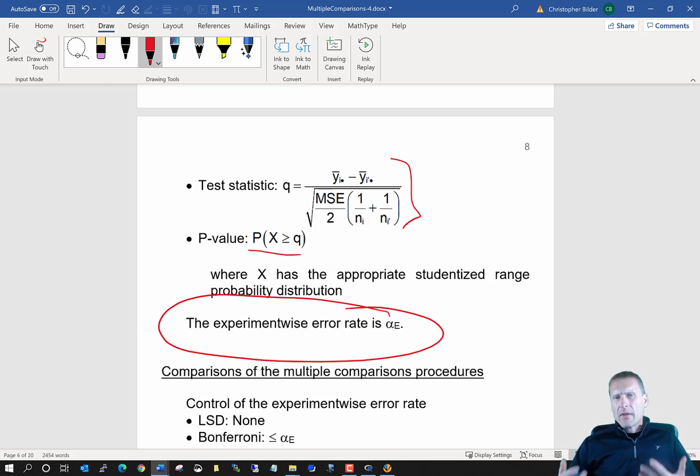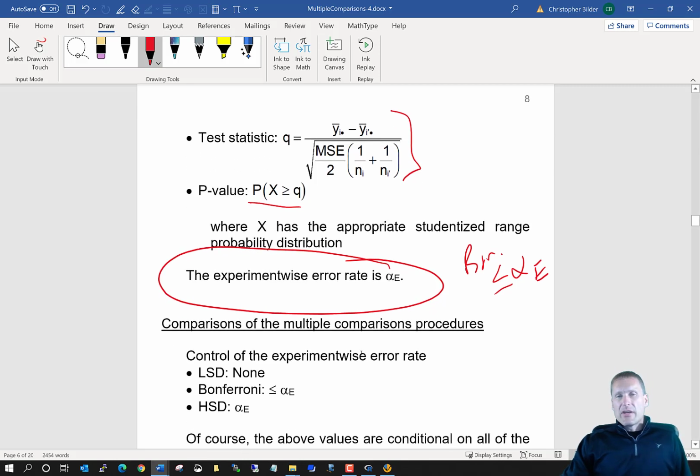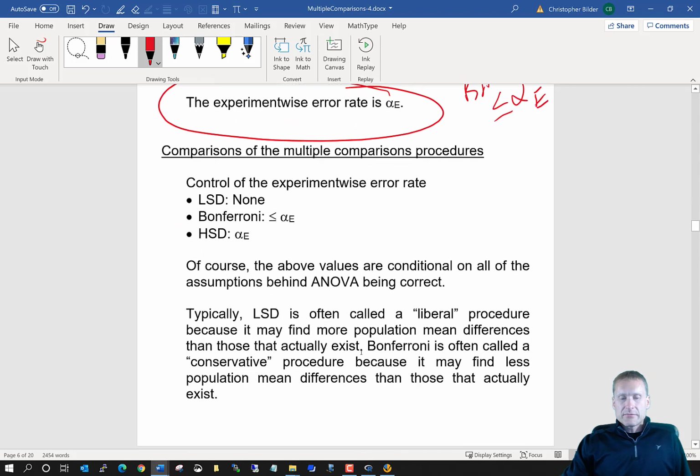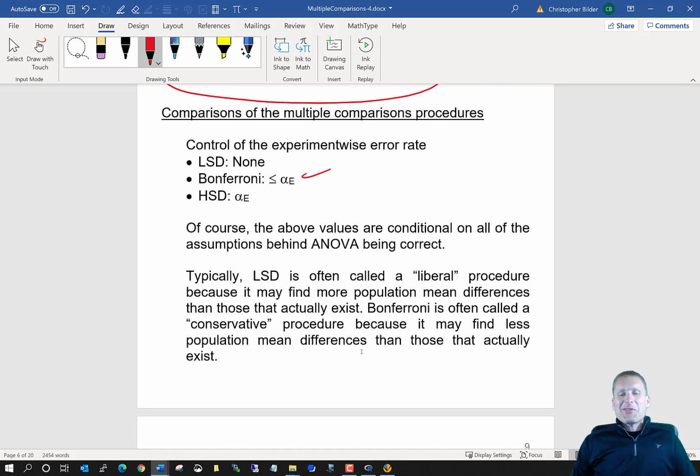And in case I didn't say this before, with the Bonferroni procedure, the experimentwise error rate ends up being less than or equal to alpha sub E. With Tukey's HSD, it's exactly alpha sub E. And I guess I did put it right there. So, comparisons of the multiple comparison procedures. How do we control the experimentwise error rate? LSD, there's none. Bonferroni, there's an upper bound. HSD, we have it set. Of course, all the above values are conditional on all the assumptions behind ANOVA being correct too.